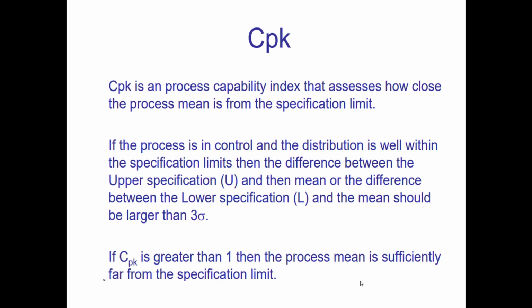So now another parameter which is called Cpk. Cpk is a process capability index that assesses how close the process mean is to the specification limit. So normally our standard deviation, the dispersion, is the same, but our mean is not the same.